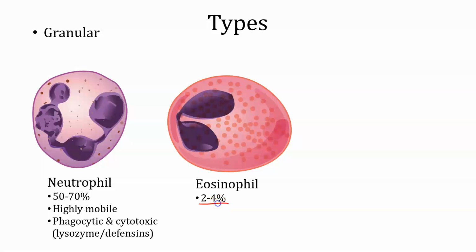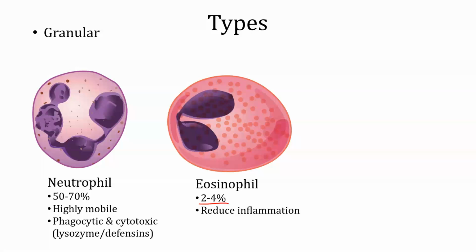They're a little bit more rare in the body. Only 2 to 4% of the white blood cells are eosinophils, and they help to reduce inflammation. So inflammation is a response that your body will take to help increase blood flow to a certain area, and sometimes it's a good response, and at other times it's a bad response. Your body needs to be able to turn inflammation on and then also turn it off.